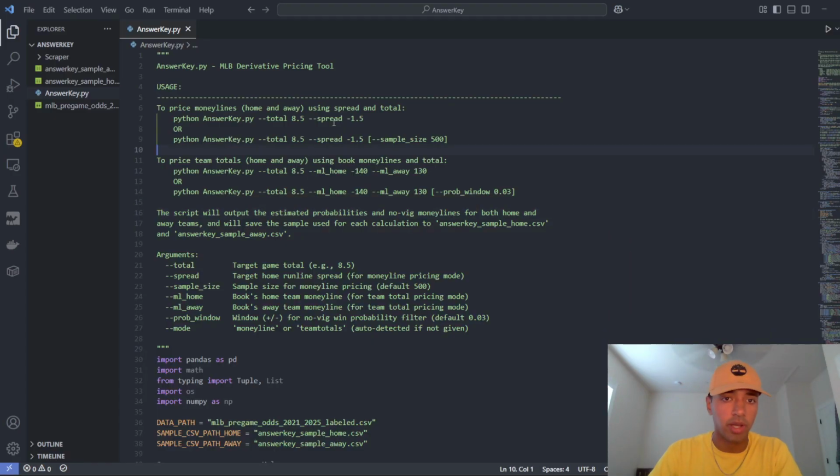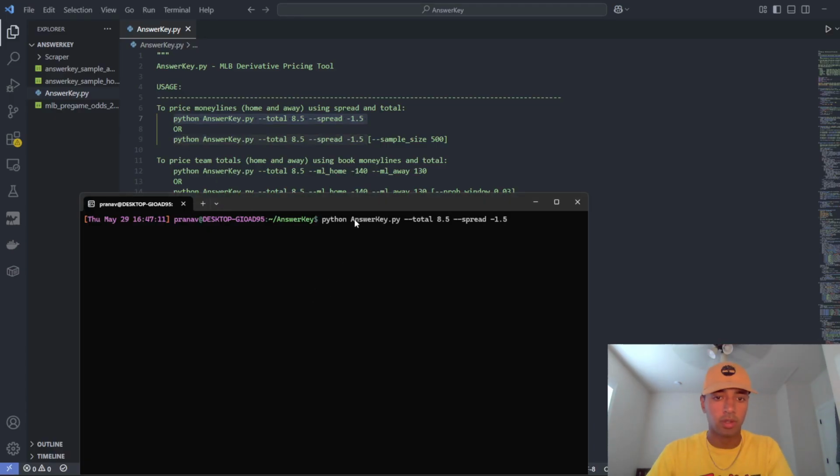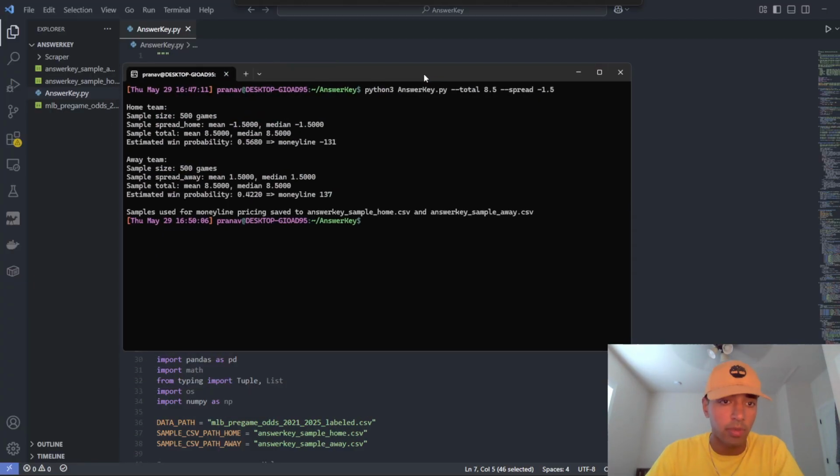So to price the money line, take this command. And I gotta use Python 3 for this. And our total is 8.5. And our spread is also minus 1.5. So let's see what this comes up with. Makes our sample of 500 games. Here are the mean and median, spread and total.